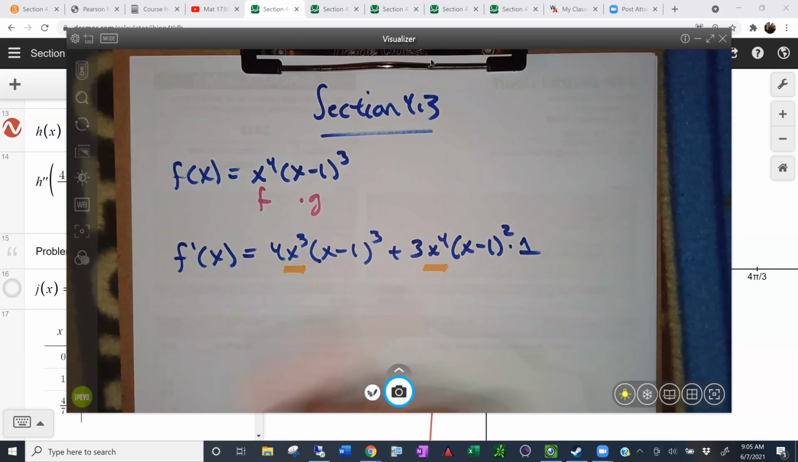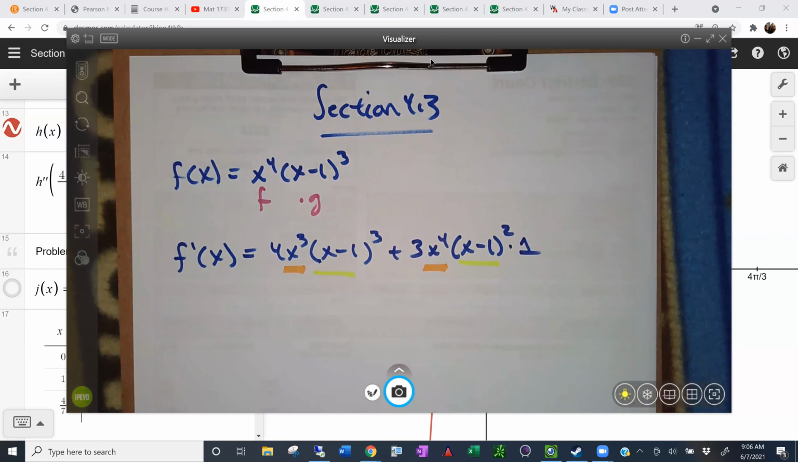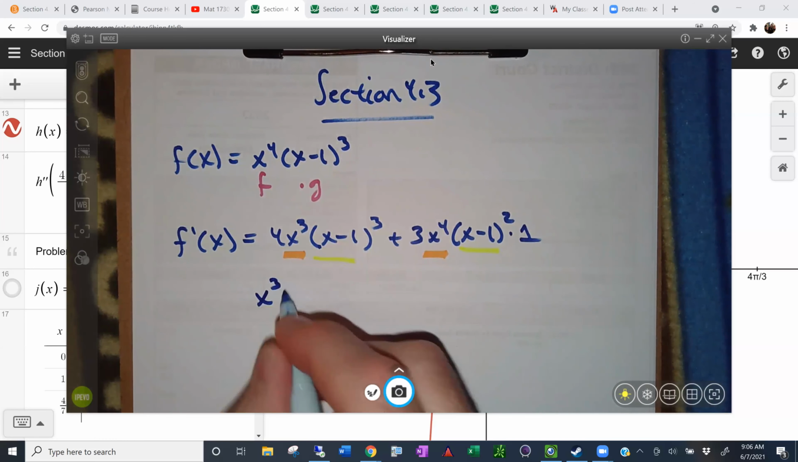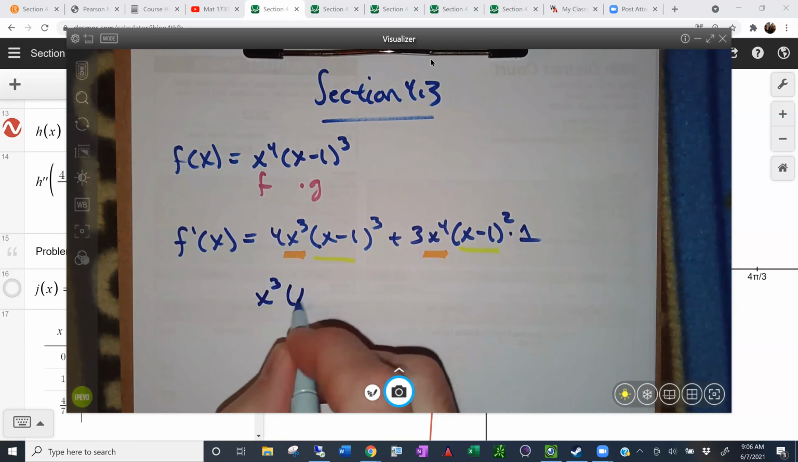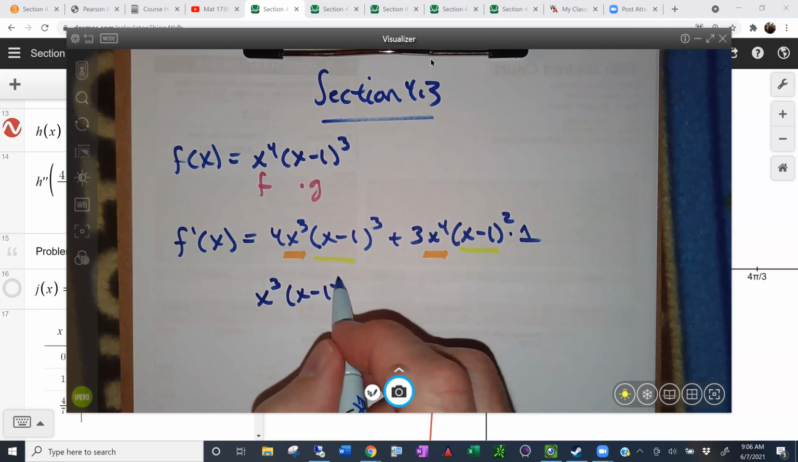Here and here, I have some common factors that I can pull together. And I don't know how well the yellow is going to show up on this, but here and here, there's also some common factors. What I suggest is you factor those out. So how many x's can I factor out? What's in common amongst the x's? 3 of them. So x cubed. And then I'm going to have x minus 1. How many x minus 1s can I take out? 2. Thank you, AC.